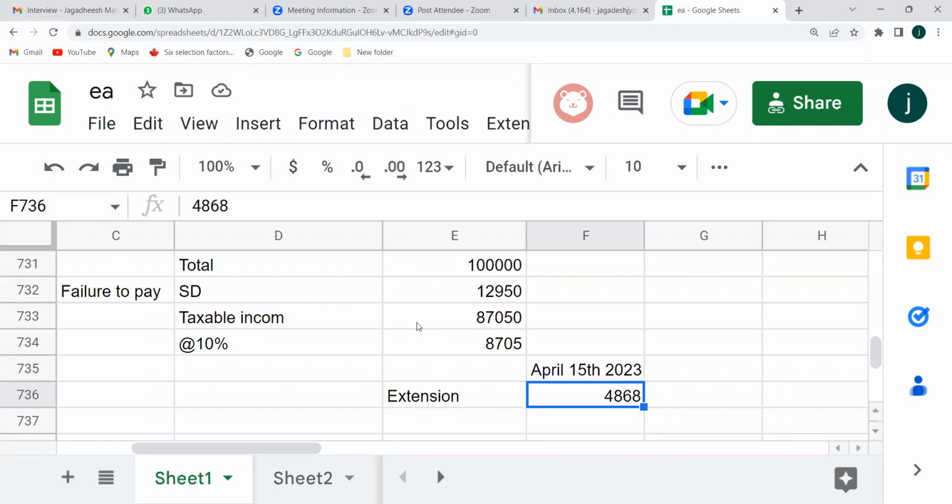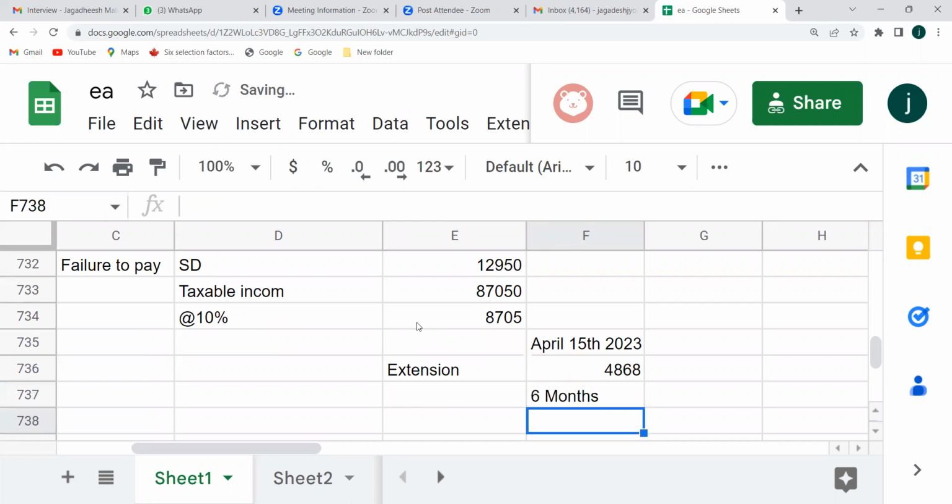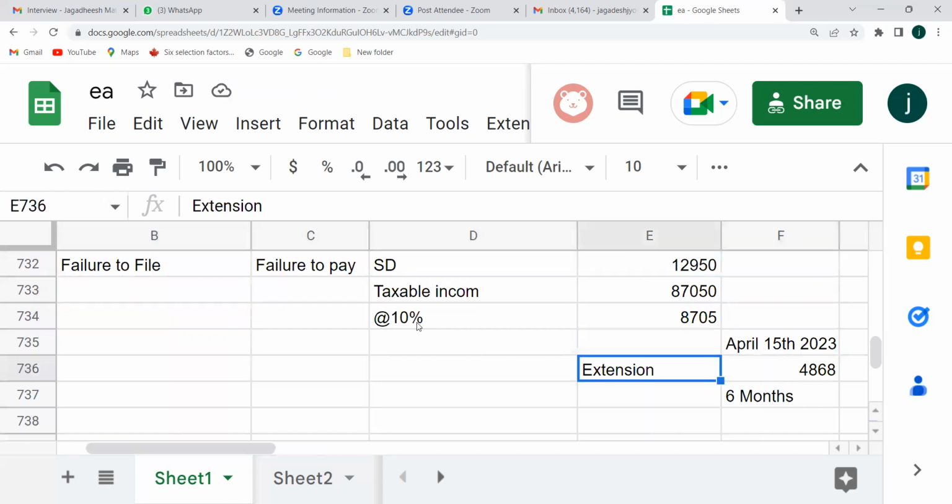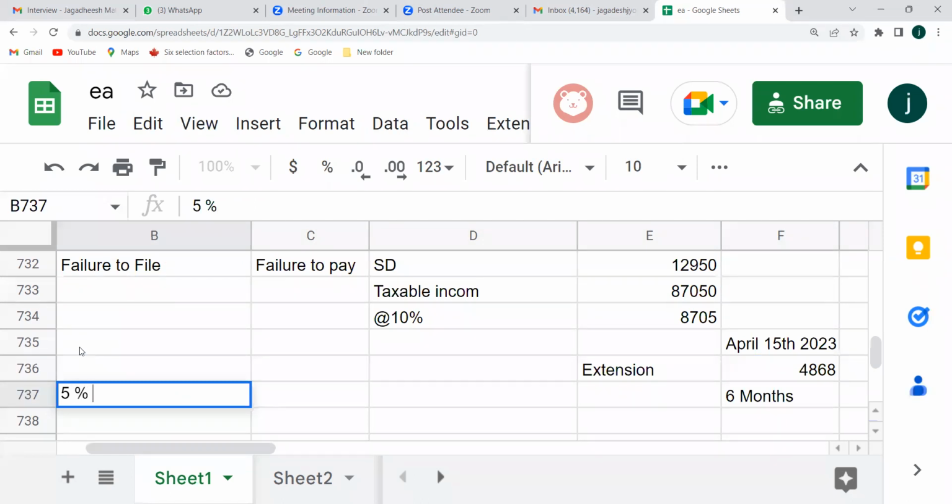For some cases, there are FBAR and FATCA filings, and for those there are some extension forms we had discussed also. You will get a 6 months extension. If you want the extension, you need to apply with 4868 before 15th April. If you don't file the return within the due date, the failure to file penalty is 5% on unpaid taxes, per month. Only the unpaid tax amount attracts the 5% rate.